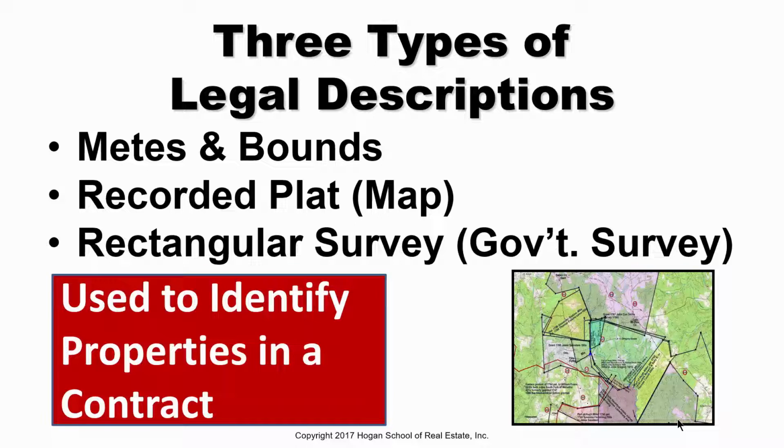You might remember in an earlier lesson we had talked about the fact that real property is heterogeneous. No two parcels of real estate are alike. And the courts have held that in order to have a valid contract, a proper description of the property has to be in the contract.